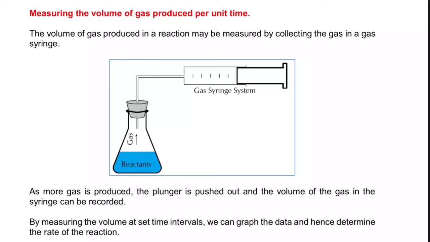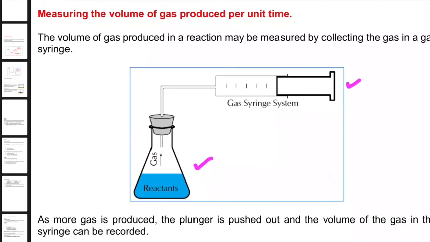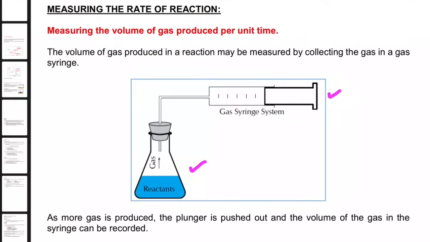The volume of gas produced in a reaction may be measured by collecting the gas in a gas syringe. So take a look at this setup. We have the reactants, and on top of the conical flask, we have a gas syringe. This setup will obviously work in a reaction where a gas is produced, right? As more gas is produced, the plunger is pushed out and the volume of the gas in the syringe can be recorded. By measuring the volume at set time intervals, we can graph the data and hence determine the rate of a reaction, right?